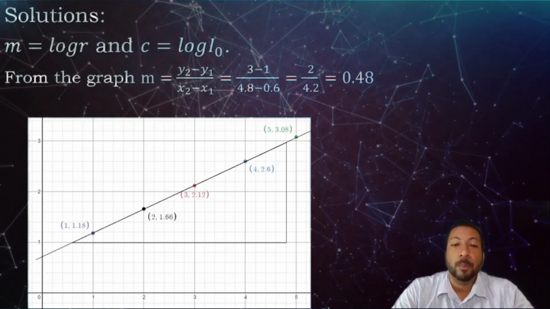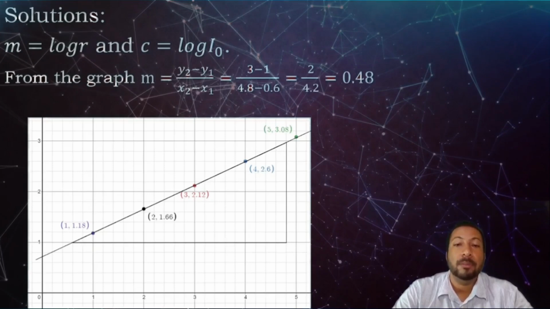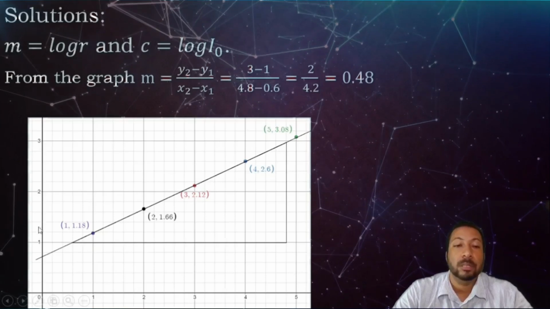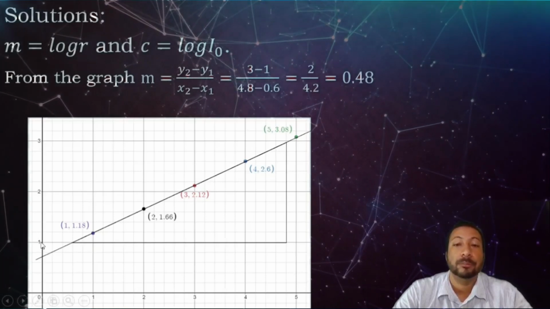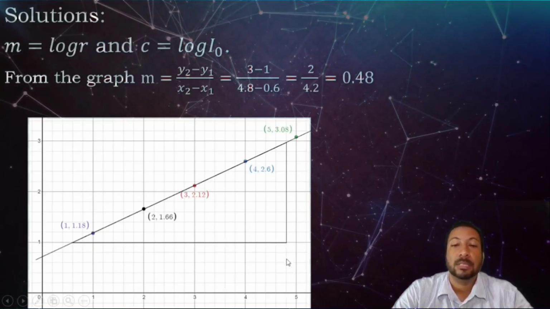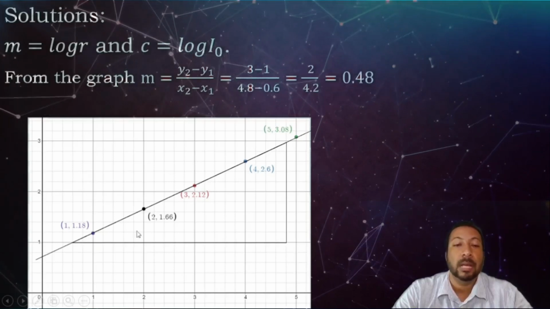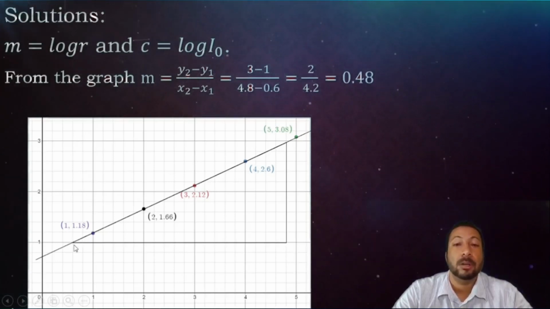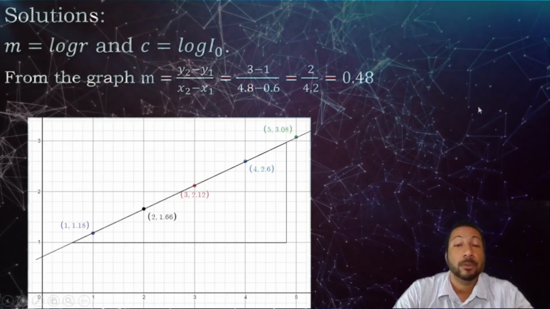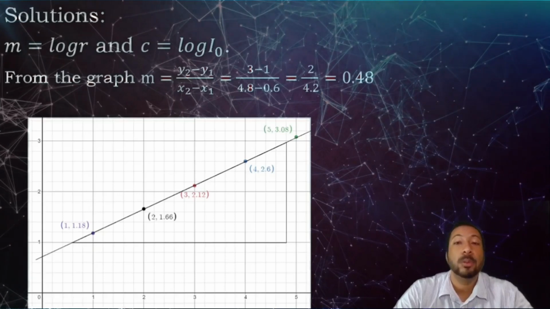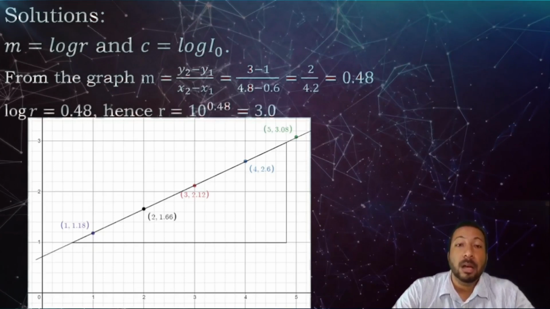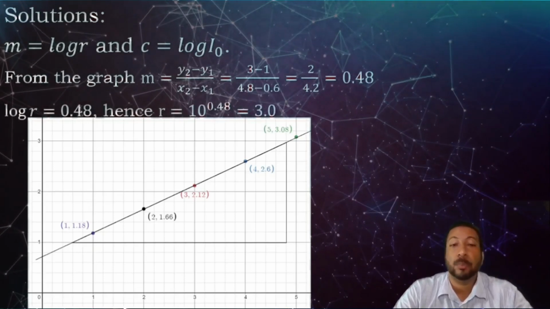Looking at our upper points, the y value is 3. And the lower point, the y value is 1. So we have 3 minus 1. For our x values, this is 4.8. And our lower value correspondingly is 0.6. So we have 2 divided by 4.2, which gives us 0.48. So the log of R is equal to 0.48.